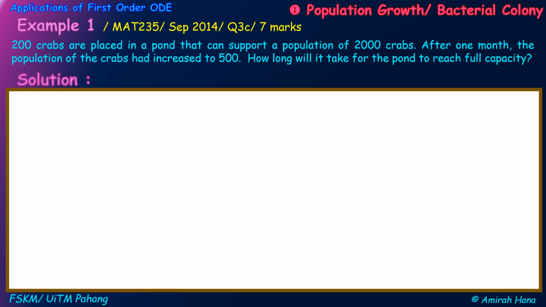In this section, we will examine the way that a simple differential equation arises when we study the phenomenon of population growth. Now, look at example 1 from previous semester papers. 200 crabs are placed in a pond that can support a population of 2,000 crabs. After 1 month, the population of the crabs had increased to 500. How long will it take for the pond to reach full capacity?